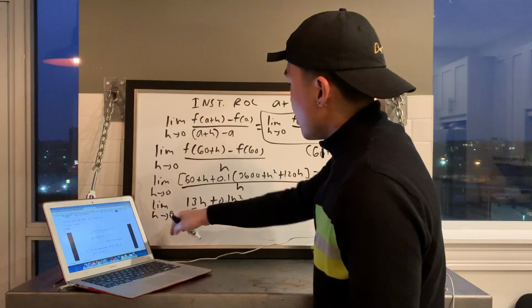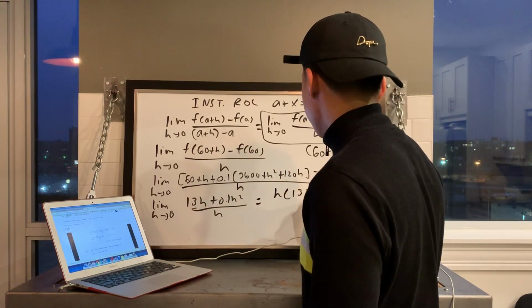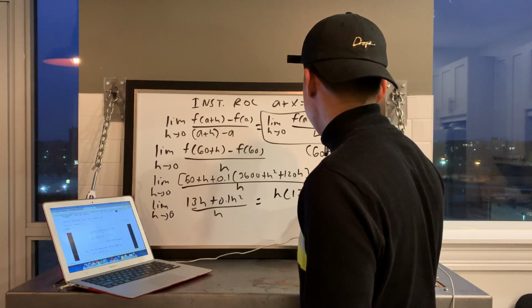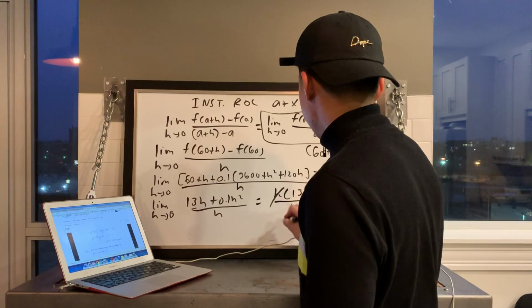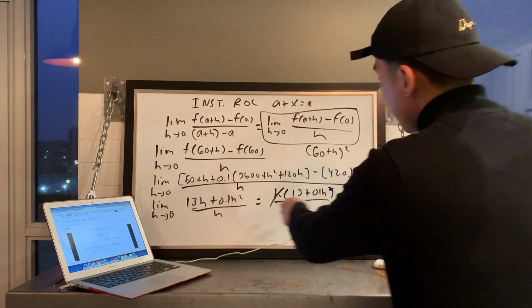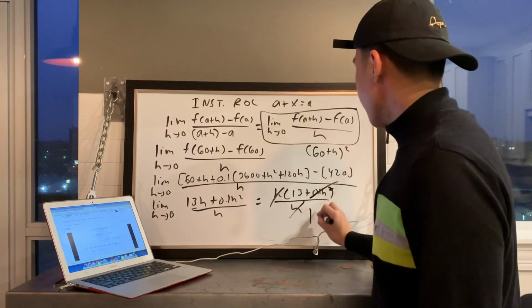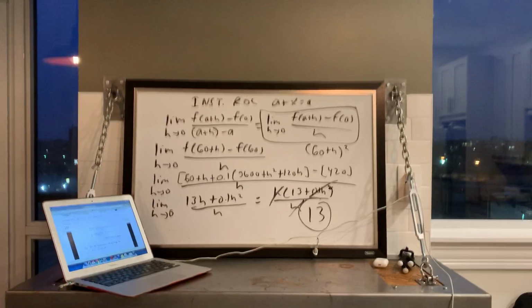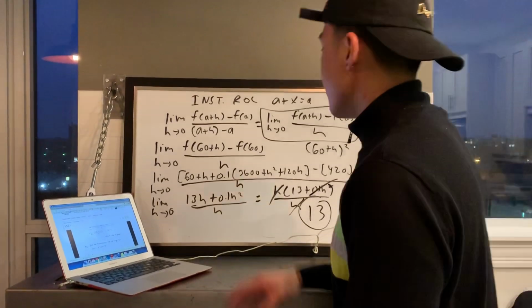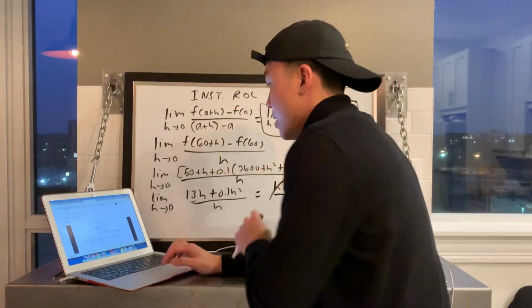But now you can actually sub in, because what's going to happen is that you can go h times 13 plus 0.1h, all over h. So what happens is you put in 0 now for this. This goes away. You're left with 13 as your answer. So the instantaneous speed at that particular moment in time is 13. Obviously, there's a lot more algebra that I skipped over, but the main concept is covered.